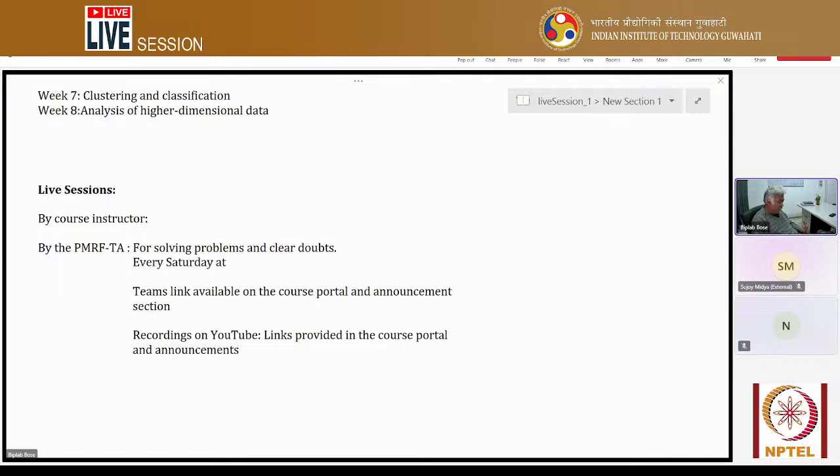It's an 8-week course. Apart from that, every week, one of our PMRF TAs is organizing a live session, which is a problem solving session. The link to join that is already in the announcement section of this course. So please attend that. In that session, she goes through the essential concepts of that week's lectures. She discusses how to solve problems. I provide her some mock questions which she solves in the live session.